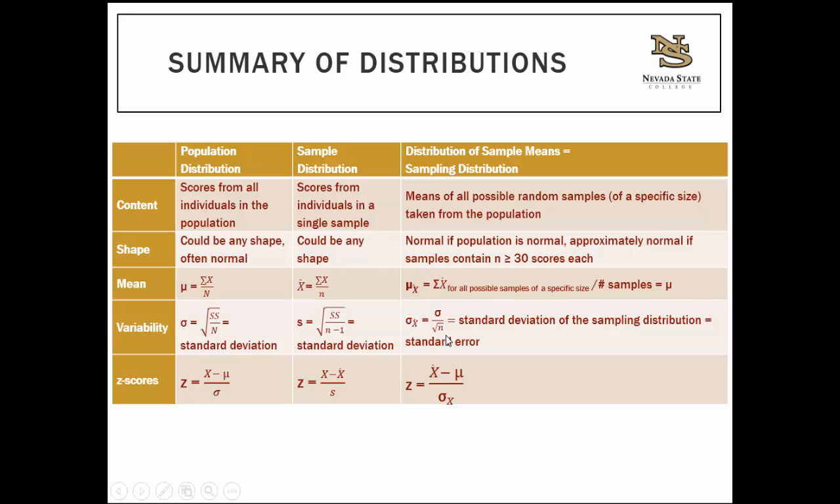Then we have the variability for our sampling distribution, the distribution that we care about now, which is the same thing as the standard deviation of the sampling distribution, and now we call it the standard error. This is the spread of sample means in the sampling distribution instead of the spread of scores. Then our z-scores. So for the population, we would take the score minus the population mean divided by the standard deviation for the population. If we were trying to find a z-score within a sample, we would take the score minus the sample mean divided by the sample standard deviation. And now we are taking the sample mean minus the population mean divided by the standard error.